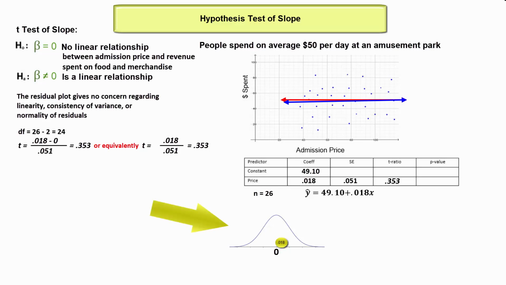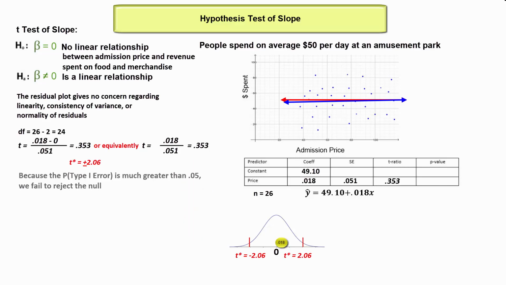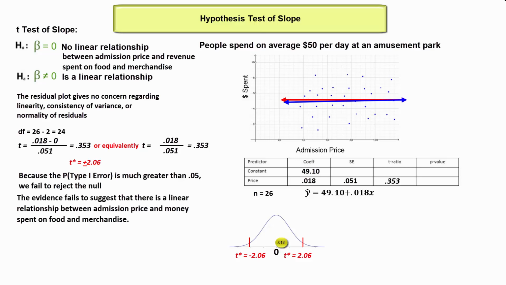Here is the sampling distribution of slopes that would occur due to random chance if the null were true. Our slope of 0.018 is only 0.35 standard errors above 0 and nowhere near the critical t-score necessary to reject the null in this two-tailed test at a 5% level of significance. Because the probability of type 1 error is much greater than 0.05, we fail to reject the null. The evidence fails to suggest that there's a linear relationship between admission price and money spent on food and merchandise.